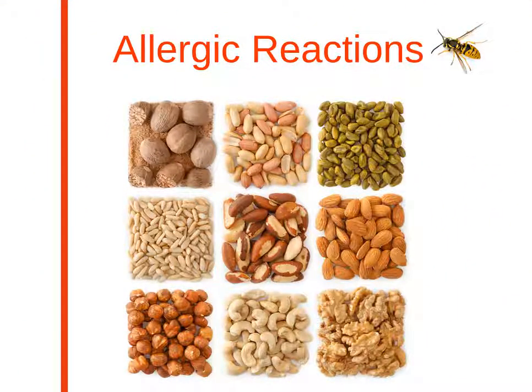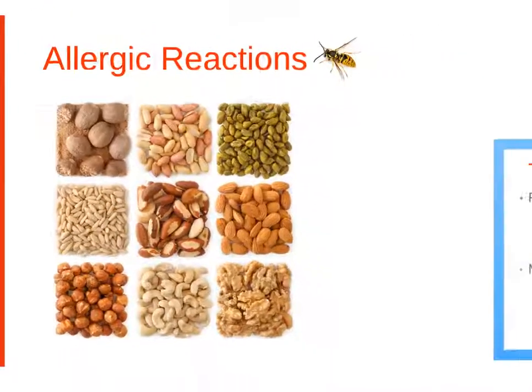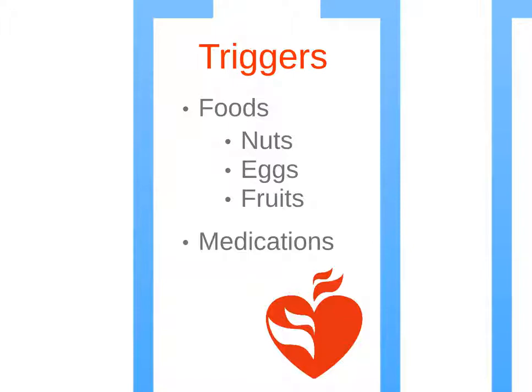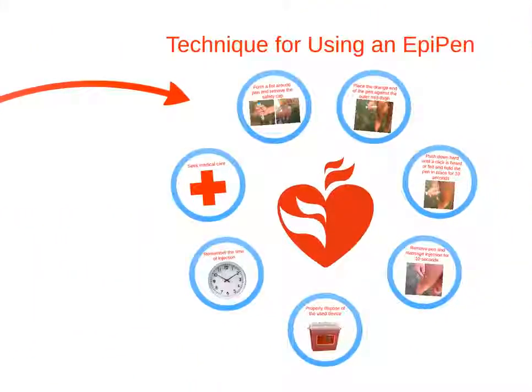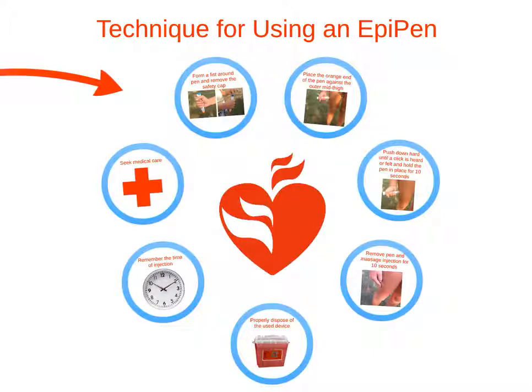Allergic reactions can arise from insect stings, illness, or adverse reaction to foods or medicines. Common triggers include nuts, eggs, fruits, medications. Hymenoptera stings can produce rapid and potentially fatal reactions. Symptoms can be mild or severe and include itching, hives, and swelling of the lips and tongue. Epinephrine can be life-saving medication. EpiPens are simple to use.